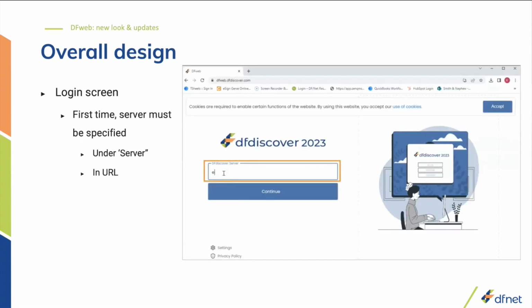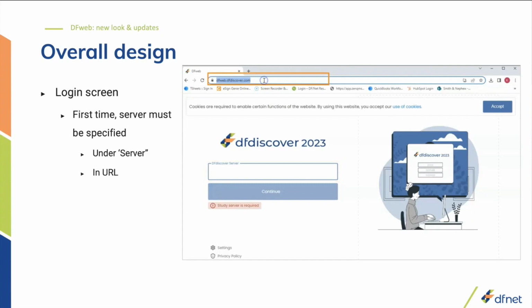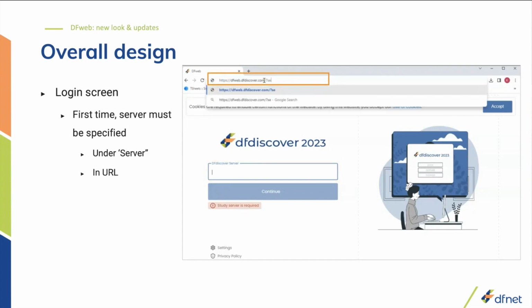The overall redesign includes a new login and study selection flow, as well as updated navigation. When logging into DFweb for the first time, you'll need to enter the DFdiscover server name in the field provided, or it can be added to the URL. The server name will not have to be re-entered when using the shared URL that contains the server name.